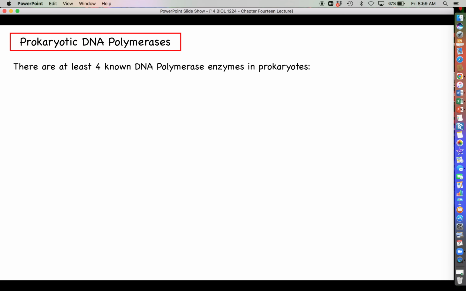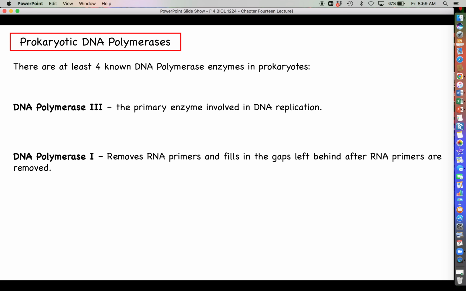So there are at least 4 or 5 known DNA polymerase enzymes in prokaryotes. DNA polymerase 3 is the primary enzyme involved in DNA replication, and it is usually the one that is going to add nucleotides onto the growing strand. DNA polymerase 1, I screwed up before. I said DNA polymerase 2 does this, but DNA polymerase 1 removes RNA primers and fills in the gaps left behind after the RNA primers are removed. So DNA polymerase 2, to correct my mistake, is actually a lot more involved in DNA repair, which is something that we will see in the next video.